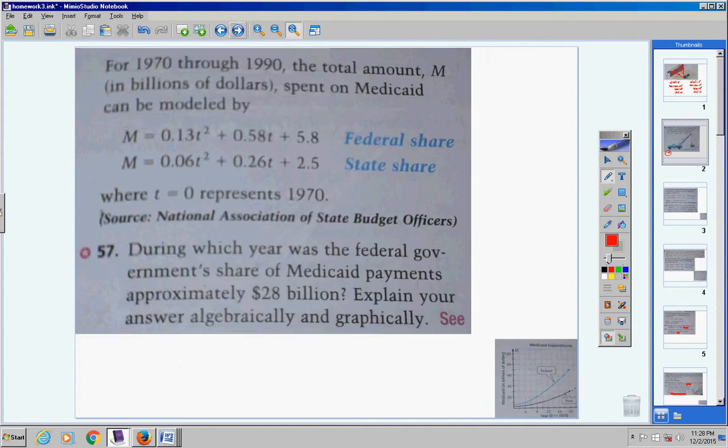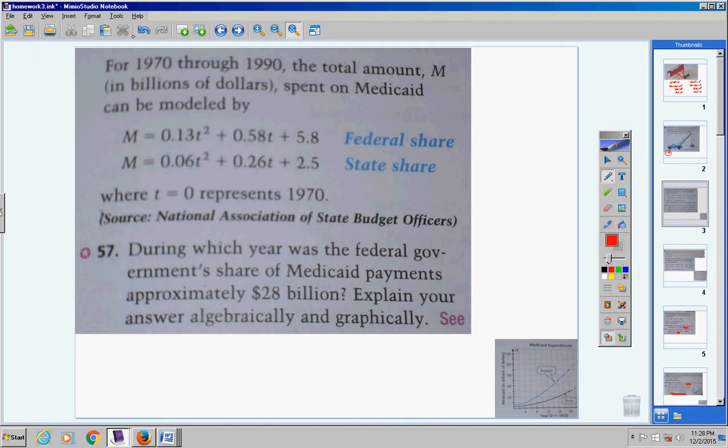Alright, moving on. 57. From 1970 to 1990, the total amount spent on Medicaid is modeled by these two models. Okay? Notice M is the amount spent, in billions of dollars, and T is time. Now, one is the federal amount paid, one's the state amount. During which year was the federal government's share of Medicaid payments approximately 28 billion?